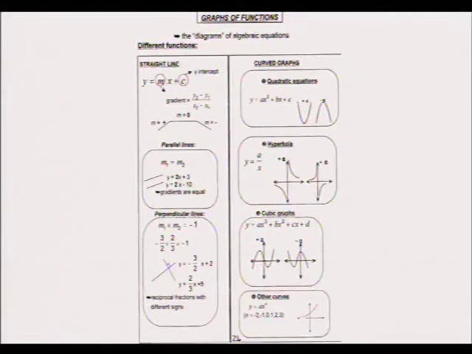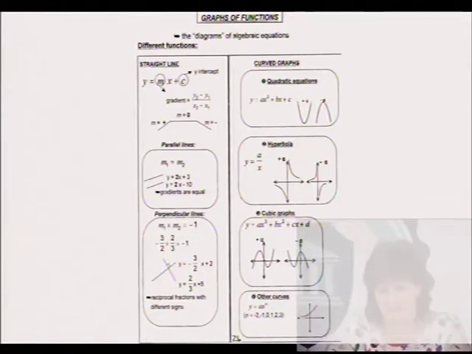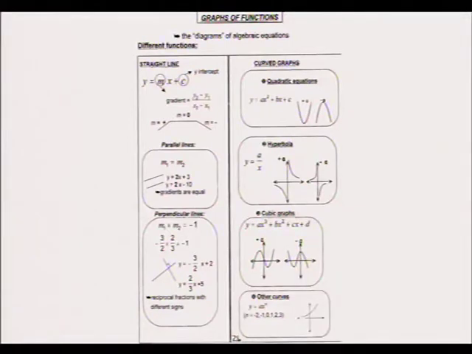Cubic graphs: there you see the formula. It looks like that. If a is positive, it goes up and then down and up again. If a is negative, it goes from the top down, up again and down. The other curves, for example, y is equal to ax to the power something, where it is 2 or minus 2, minus 1, 0, 1, 2, 3, then you will get a graph like that one. And study this. You might be asked to draw graphs like this.